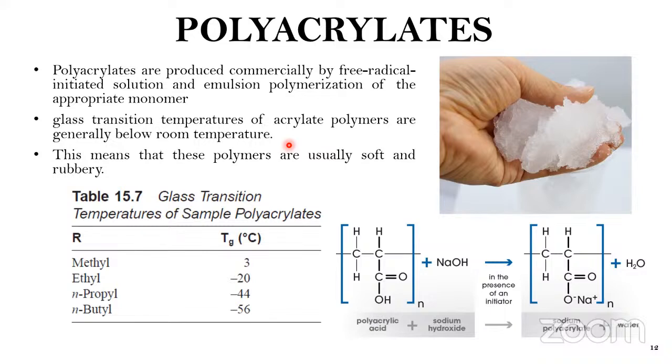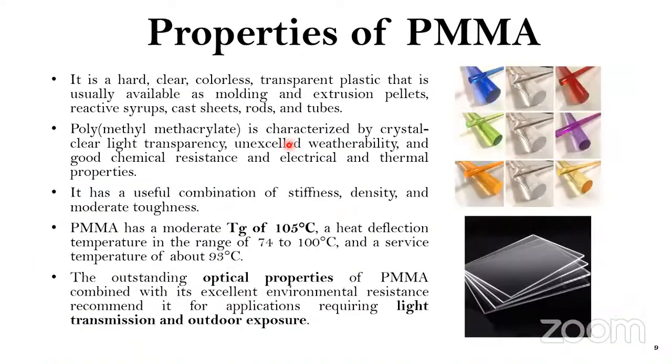Its shape. First of all, we will clear the example of the windshield. If you see the windshield, it is hard in nature at room temperature, correct? So yes, the glass transition temperature we have mentioned in case of polymethyl methacrylate is 105 degrees Celsius, correct? And the heat deflection temperature I have mentioned is 74 to 100 degrees Celsius.